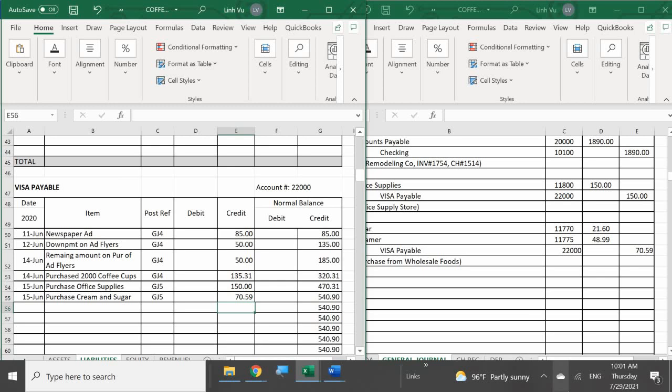Your debits and your credits must match. So if you only journalize the sugar and creamer and not the Visa payable, already right there you made mistake number one. You didn't complete the journal. Yeah, because we agreed that how we paid was through Visa payable, but you didn't have the amount in right there. The $70.59? Yes. Okay.